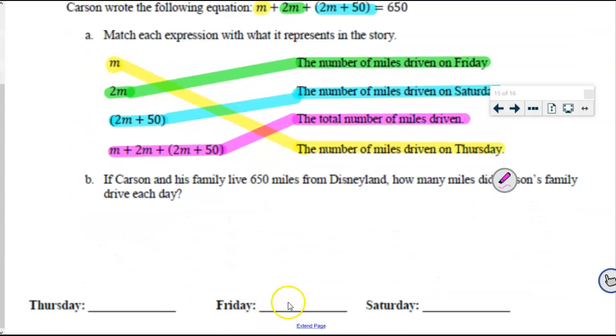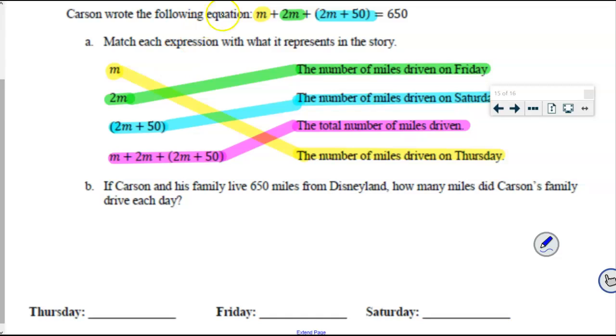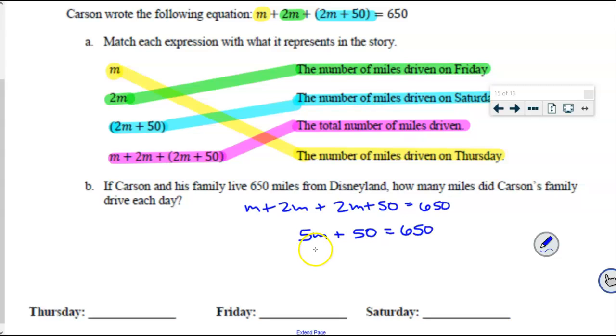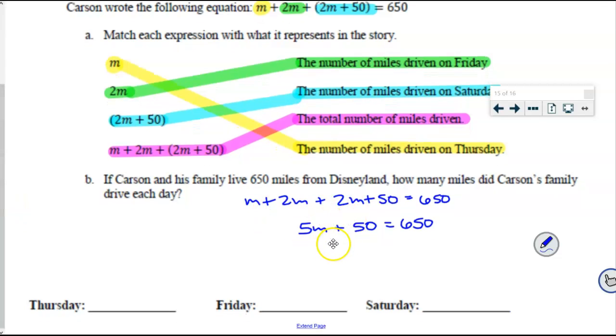So part B, if Carson and his family live 650 miles from Disneyland, how many miles did Carson's family drive each day? Go back to the original. We have M plus 2M plus 2M plus 50, all of that, which is equal to 650. How many M's do we have? 1, 2, 3, 4, 5, 5M plus 50, which is equal to 650. This is just an equation to solve. It was an equation to solve, but we had to take that step of simplifying it first, combining the like terms. All of the M's in all the different places make more sense all together in one place. And now we can solve.